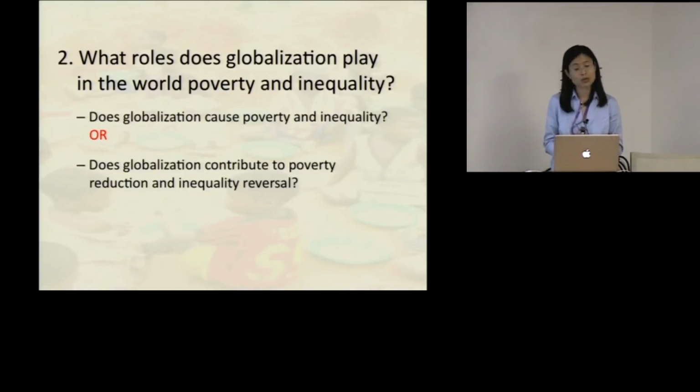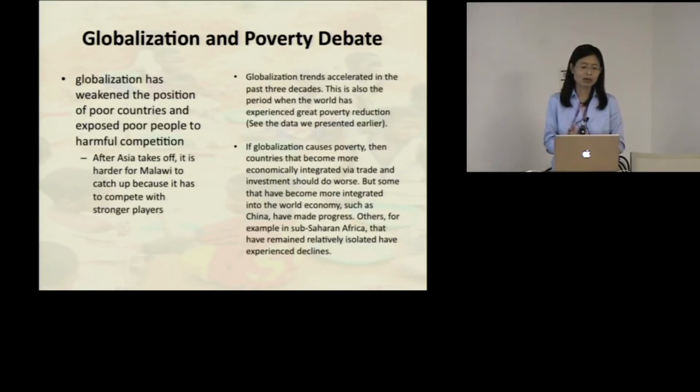The second question we're going to talk about is, what role does globalization play in world poverty and inequality? Again, there are 2 sides of the story. One side of the story says globalization has weakened the position of the poorest countries, making it difficult for them to catch up with the rich countries.